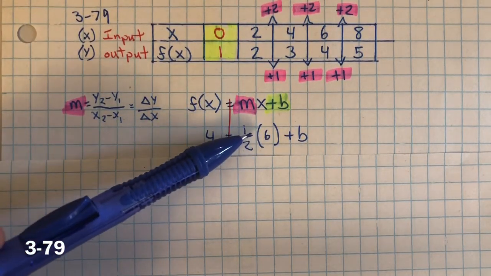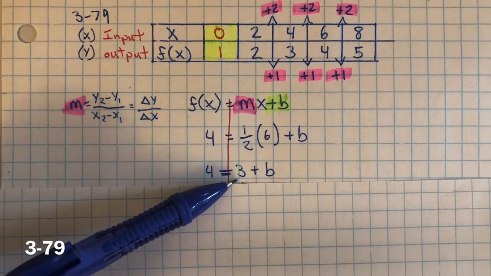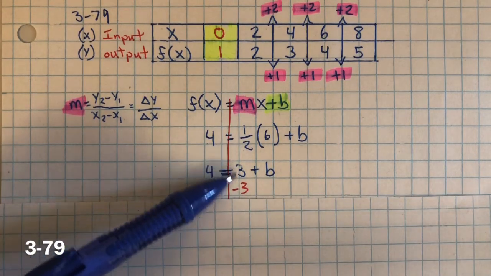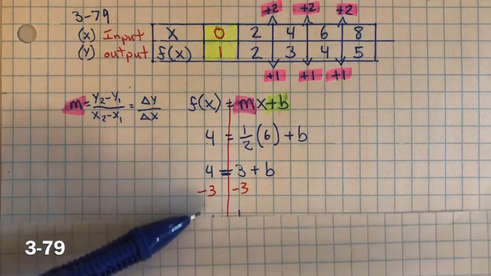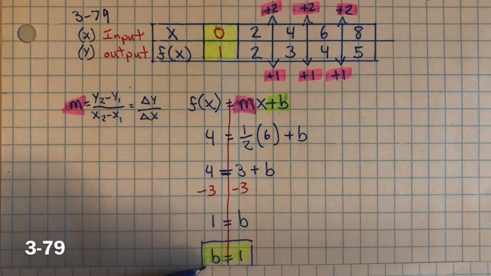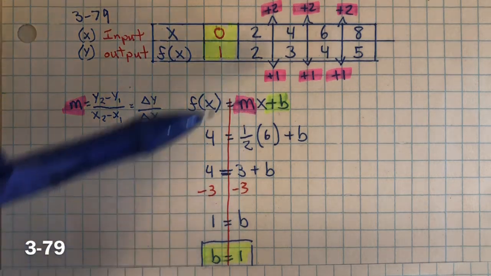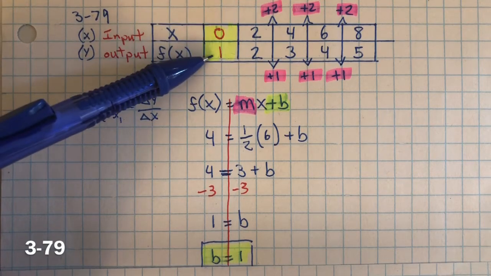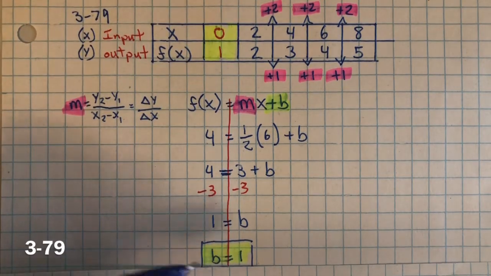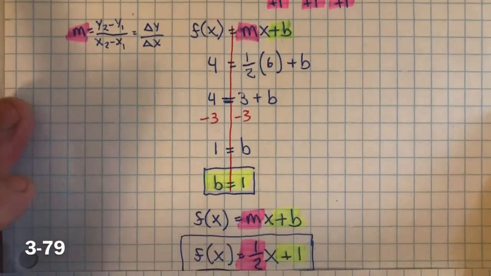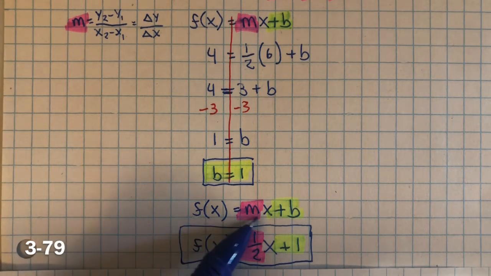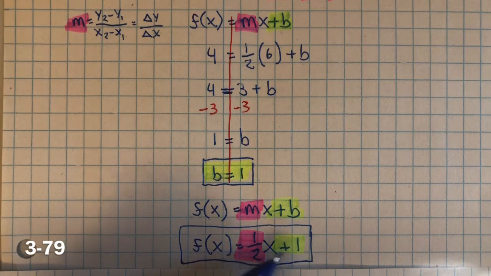Well, half of 6 is going to be 3. And now I still need to find b. Inverse property of addition is subtraction. Created a 0 pair. 4 minus 3 is 1. So we get b equals 1. So that's what we got here. Our y-intercept. When x is 0, y is 1. Or f of x is 1. So our equation would be in slope-intercept form, f of x equals mx plus b. Our slope is 1/2. Our b, our y-intercept, is 1.